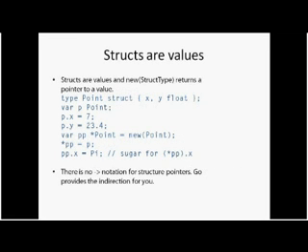Next one is structs are values. Structs are values, and new of a struct type returns a pointer to a value. There is no notation for structure pointers. Go provides the indirection for you.